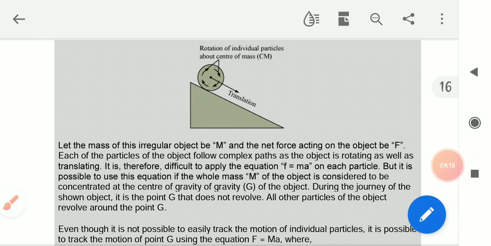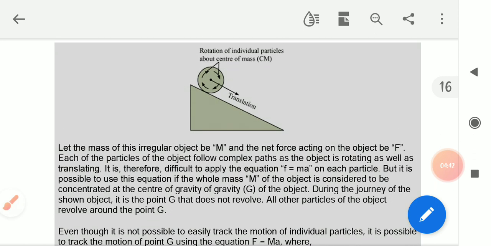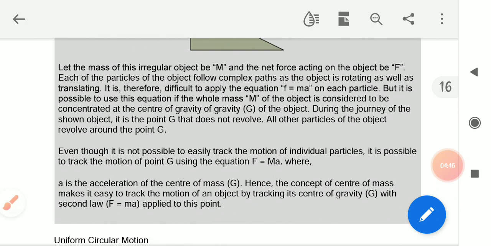It is difficult to apply mass into acceleration to each particle, but it is possible to use the equation for the whole mass m, because the center of gravity of the object is G. During the journey of the shown object, the point G does not revolve. All the particles of the object revolve around the point G. Even though it is not possible to easily track the motion of the object, it is possible to track the motion of point G.